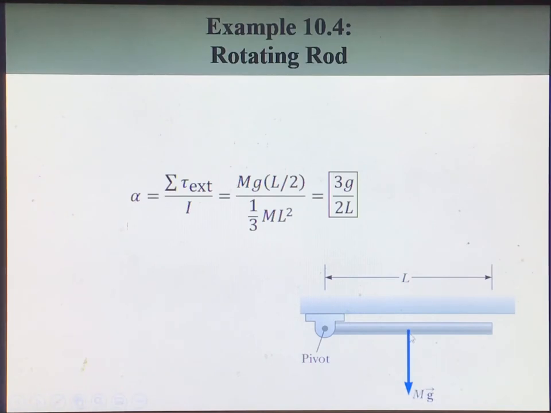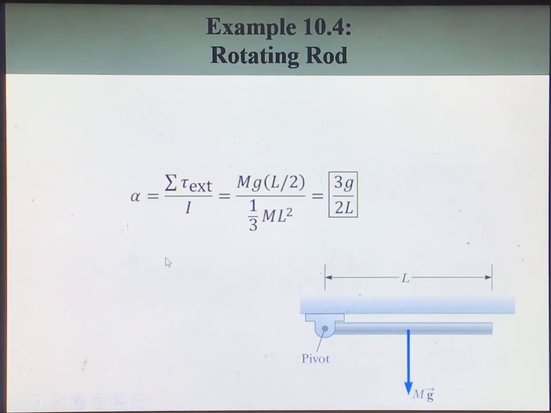When I calculate the torque produced by this force, the distance from this point to this point is L over 2, so the torque is m times g times L over 2. Then you divide that by the I value, the moment of inertia, which comes from the table I just showed you. The I value about this point for a rod is 1/3 times mL squared. If you plug in those values, you get alpha equal to 3g over 2L.